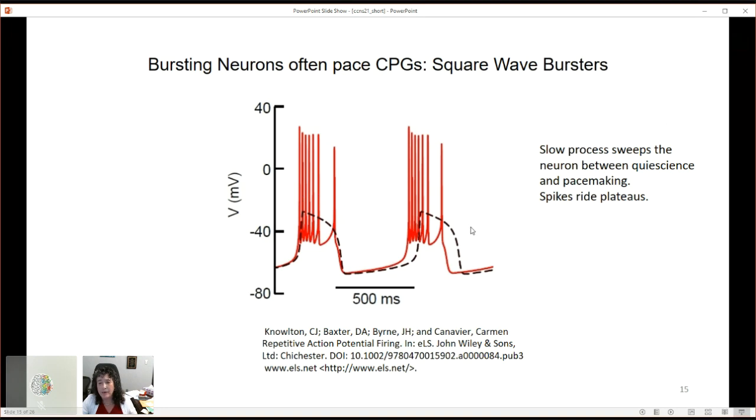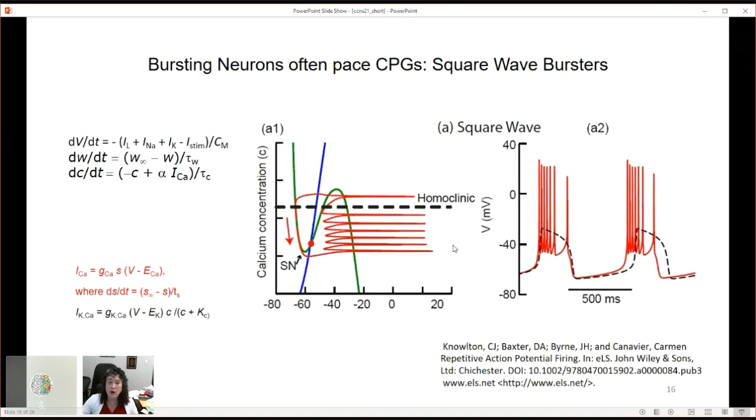And in this example model, when we block spikes, you can see the underlying envelope of a square wave burster. The square wave burster is the most common, so it's the only one I'm going to discuss. Basically, we had to add a third equation, a slow variable. In this case, it's calcium. Calcium comes in via voltage-gated calcium channel and activates a calcium-activated potassium channel, which terminates the burst.